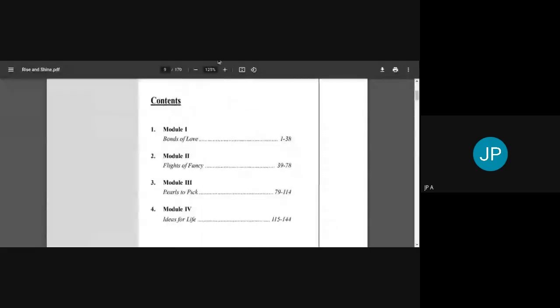In the contents page, you have the titles of all the 4 modules. That is, first module is titled Bonds of Love. Second module is titled Flights of Fancy. Third module is Pearls to Pick. And fourth module is Ideas for Life. There are 4 modules. First module, Bonds of Love, is about relationships. As the title indicates, it is about relationships. That will be the theme which is within first module.